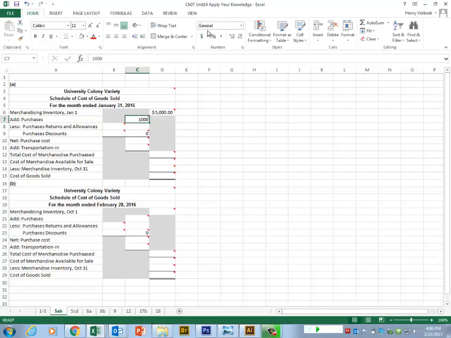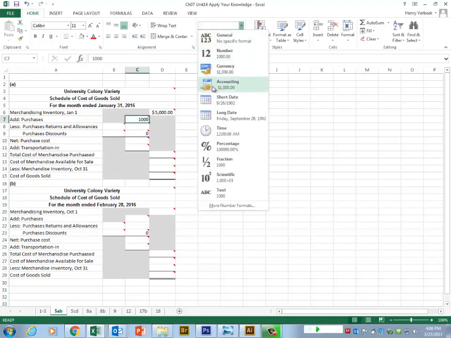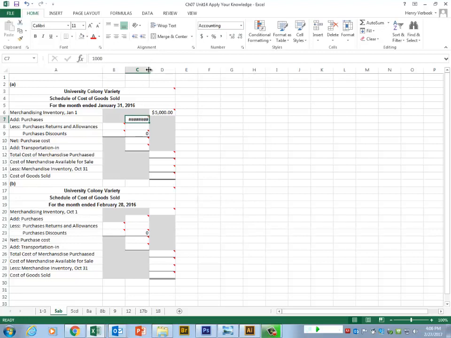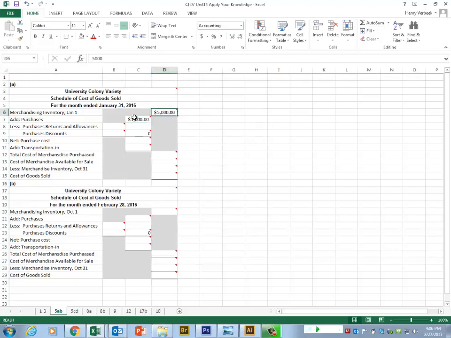Again, we're going to go accounting. Top of the column, both of these, so they have a dollar sign. So we have no purchase returns and allowances, and we have no purchase discounts. So those two added go to here. So that should be sum of B8 and B9 go to there.